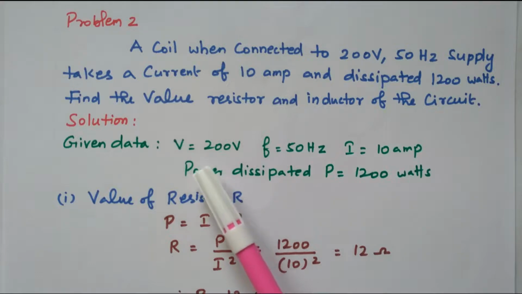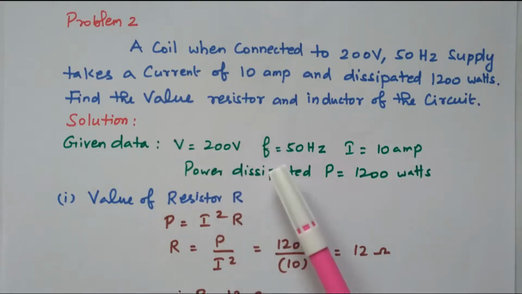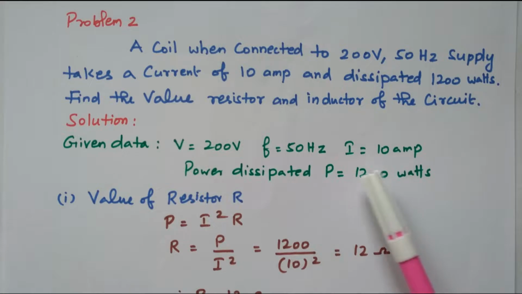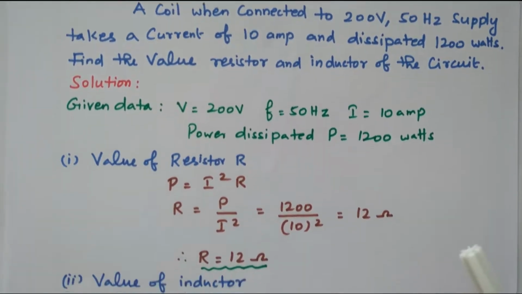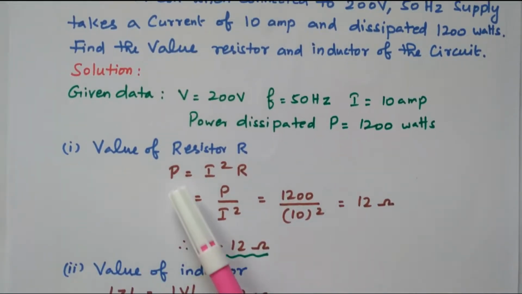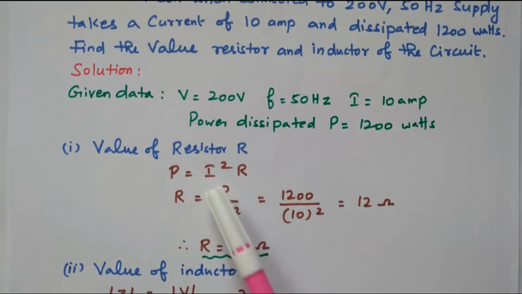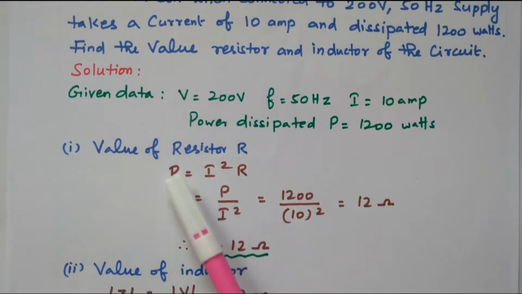So the given data is voltage 200 volt, frequency 50 hertz. The current taken is 10 ampere, because both are connected in series, same current is flowing, and power dissipated is 1200 watts. Based on that, first we will find the resistor value. Power equal to V into I is one formula, I square R is another, V square by R is another. Three different formulas are available.